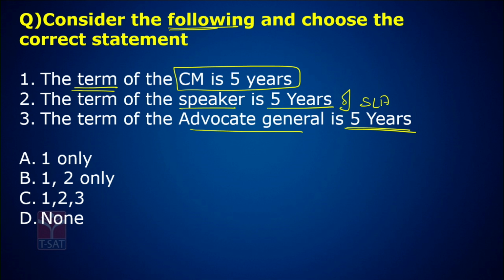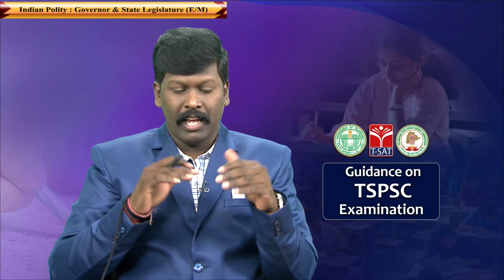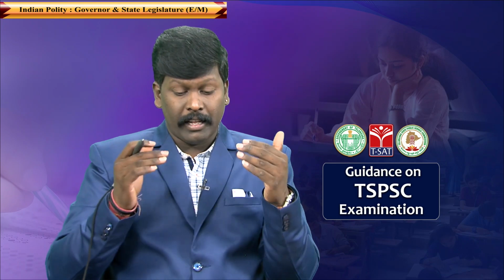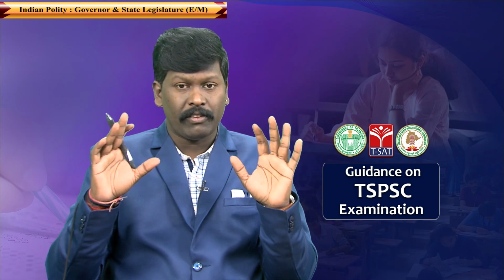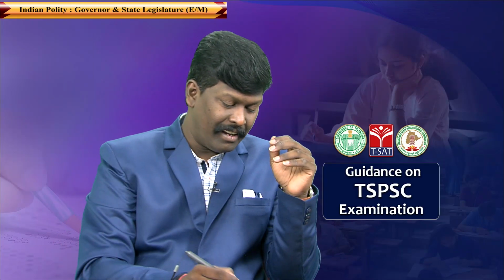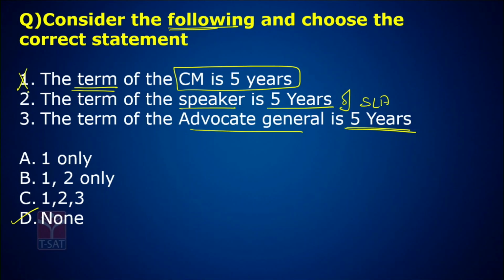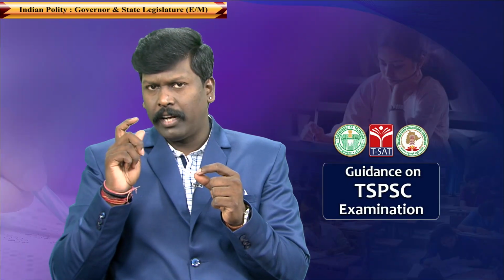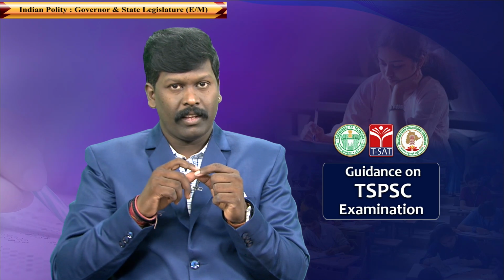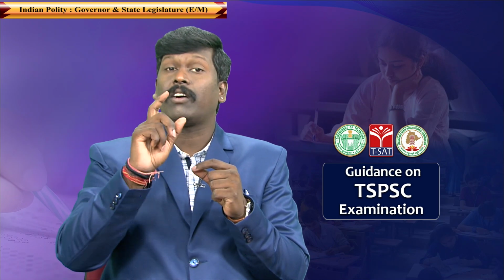The term of the CM is 5 years. The term of the speaker is 5 years. The term of the advocate general is 5 years. Answer is none. 3 statements are wrong. Listen to me very carefully. The term of the CM is not fixed by the Constitution of India.